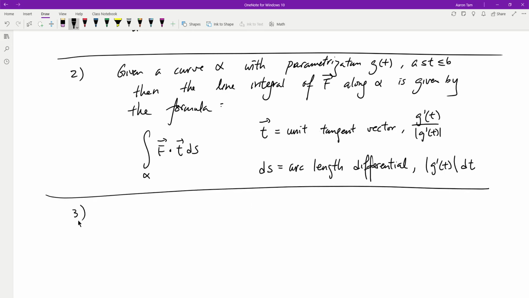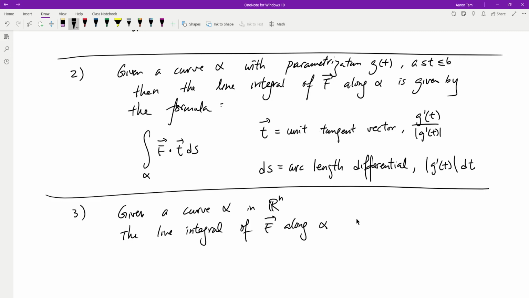Notation 3 is a little different, and it's probably the most straightforward way to identify the line integral. This is actually what you see me use a lot, as well as what the textbook uses a lot. Let's say we're given a curve alpha in Rn. We don't know the parameterization, but we just know there's a curve. Let's define the line integral of vector f along this curve alpha by the formula: integral over alpha of vector f dot d vector x.